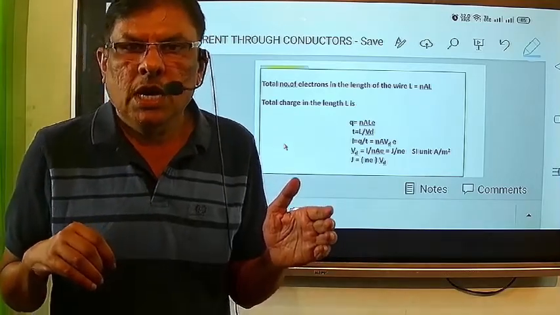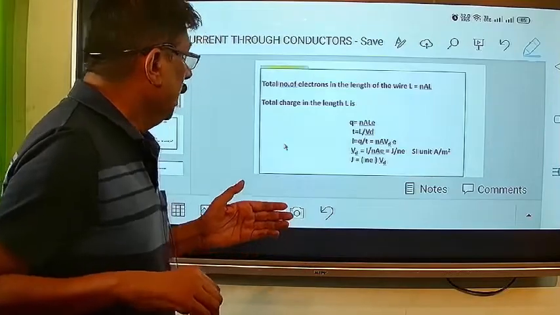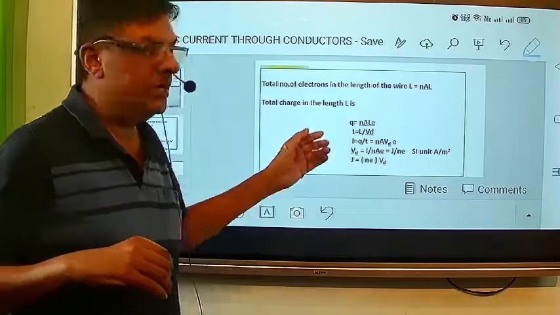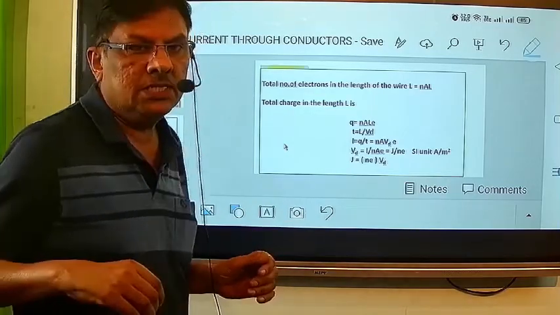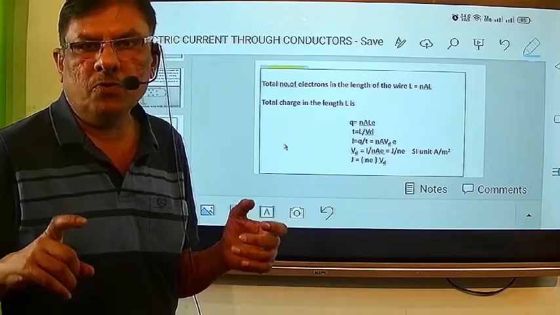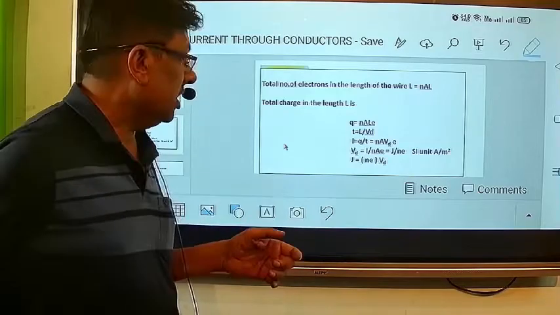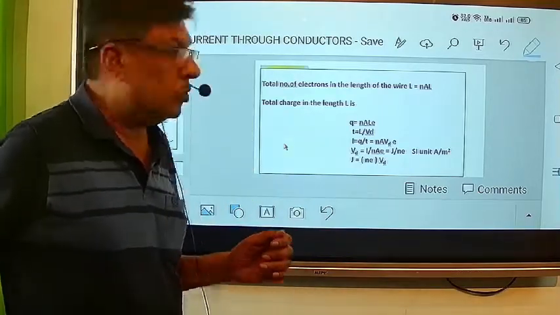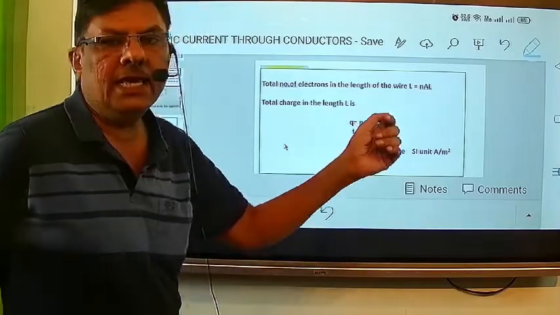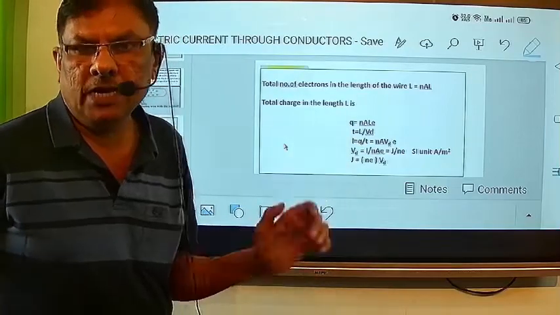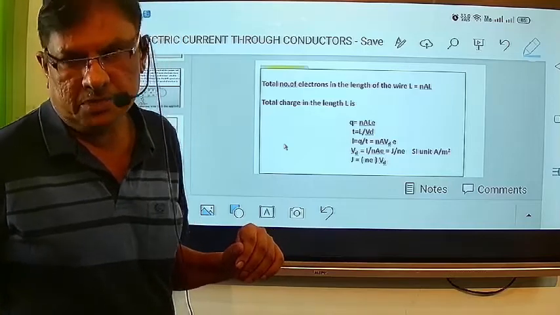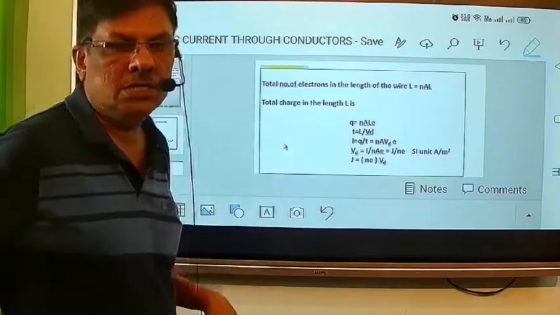So, coming back to the point, the number of electrons: we are taking a wire of copper, or a copper rod, and that length is taken to be capital L. Therefore the total number of electrons in that wire is equal to NAL. N means number of electrons per unit volume, A means area of cross section of that wire, and L is the length of the conductor.